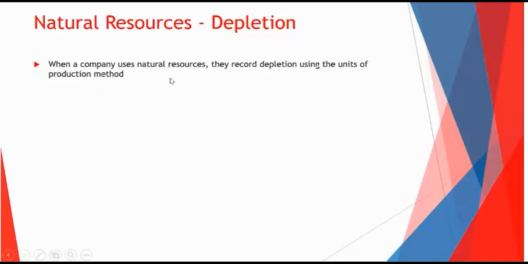That's true. All right. So one quick example here with depletion. This isn't super common, but oftentimes or sometimes companies use natural resources. So they record depletion. That's the term that we use when referring to natural resources. Depreciation is fixed assets.